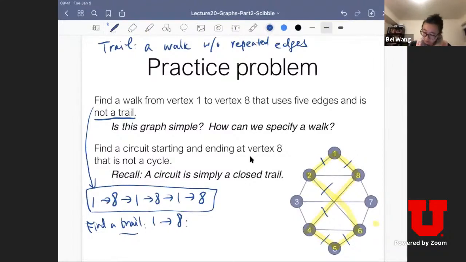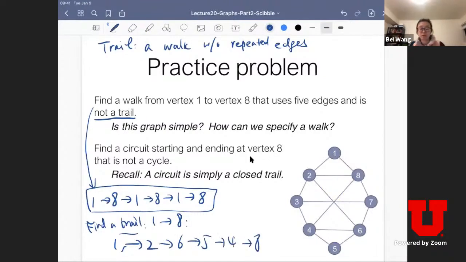Let me redo it. Oh, no, actually I don't come back. Correction, let me redo it again. The answer for this question here, if I want to find a trail, is go from 1 to 2 to 6 to 5 to 4 to 8. Oh yeah, I don't go back to 1. So how does it look? 1 to 2, 2 to 6, 6 to 5, 5 to 4, and 4 to 8. That's it. That is a walk of length 5. So it uses 5 edges, and it is a trail.